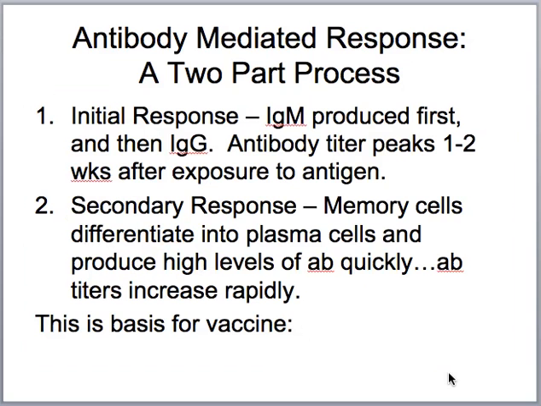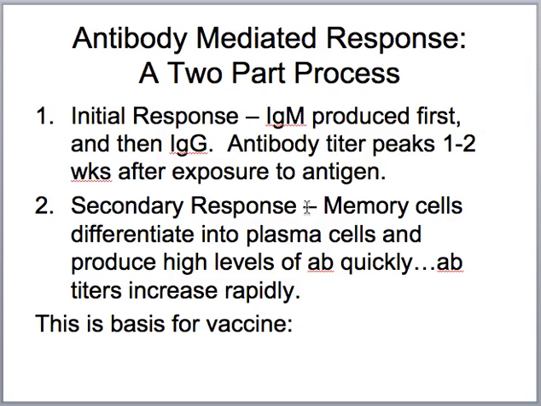So if we want to just review the antibody-mediated response, we'll remember that it's a two-part process. The first part is when IgM is produced first, and then IgG is the second type of antibody that's produced. Usually the antibody levels or titers will peak 1 to 2 weeks after the person has been exposed to the antigen. And that's called the initial response. That's what happens when we're first exposed to the antigen.